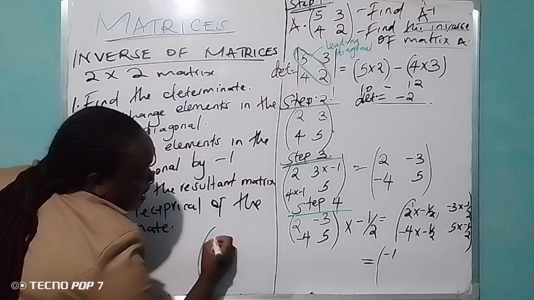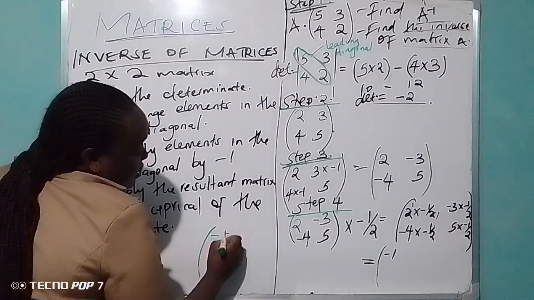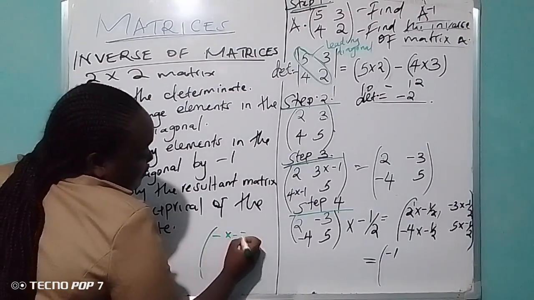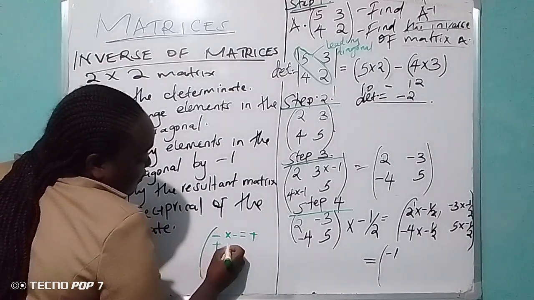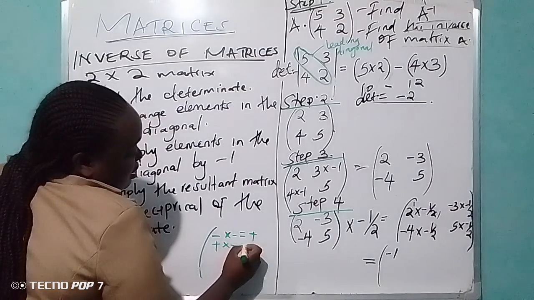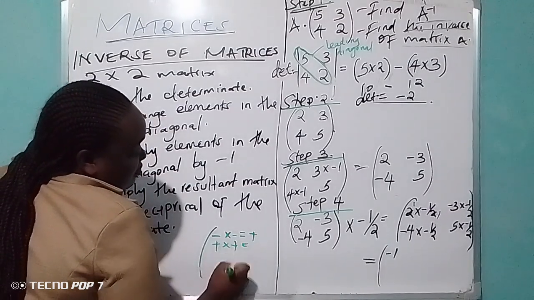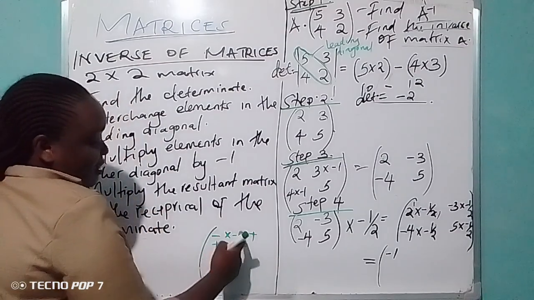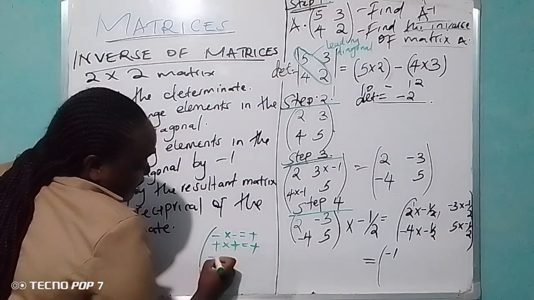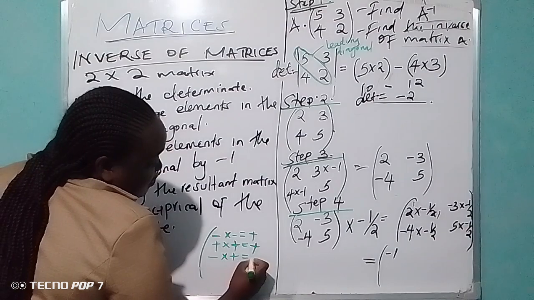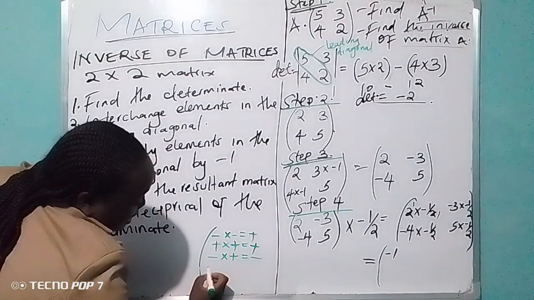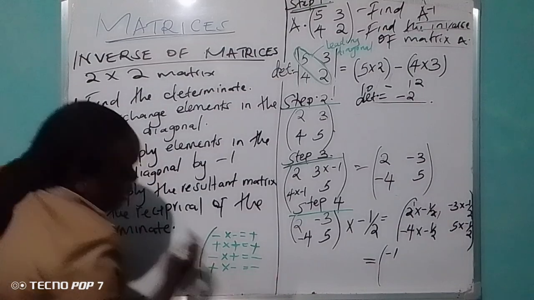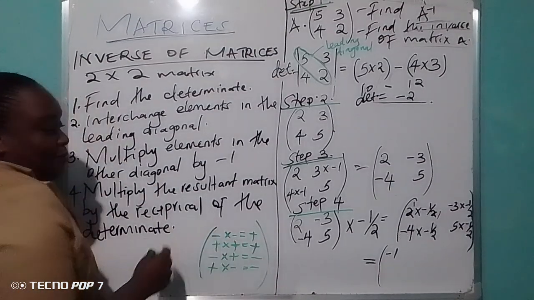Tutakumbuka ile kitu ya positive, negative: a negative times a negative is equal to a positive. A positive times a positive is a positive, a negative times a positive is equal to a negative, and a positive times a negative is negative. So to put in mind that one.